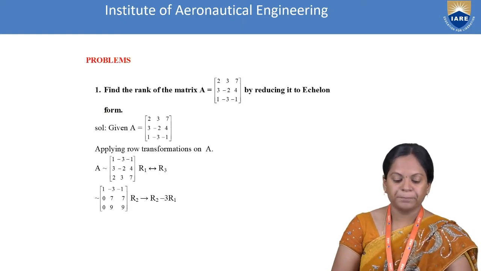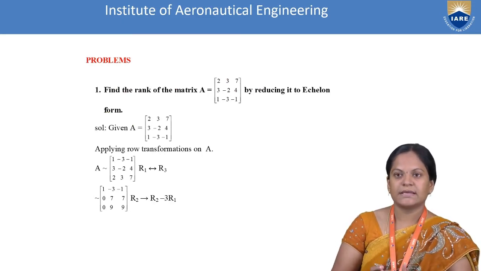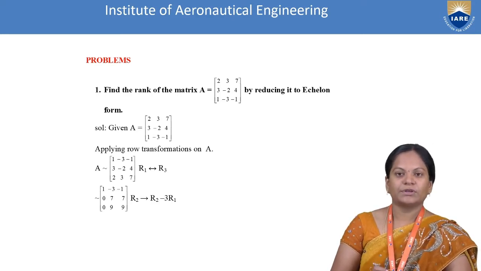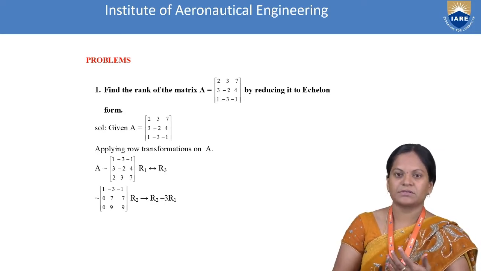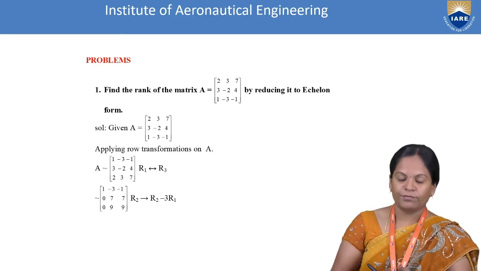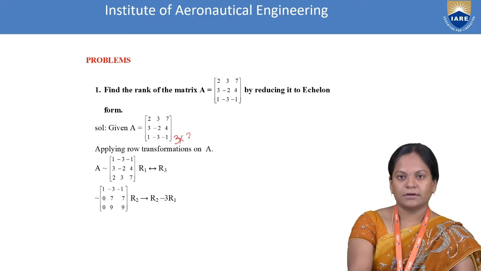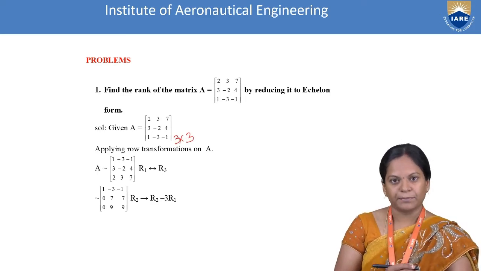Now take one problem. Find the rank of the matrix A given by 2, 3, 7; 3, -2, 4; 1, -3, -1, by reducing it to echelon form. We have to apply only row transformations and change the given matrix into row echelon form. So for that, write the given A, which is a 3 by 3 matrix, applying row transformations on A.